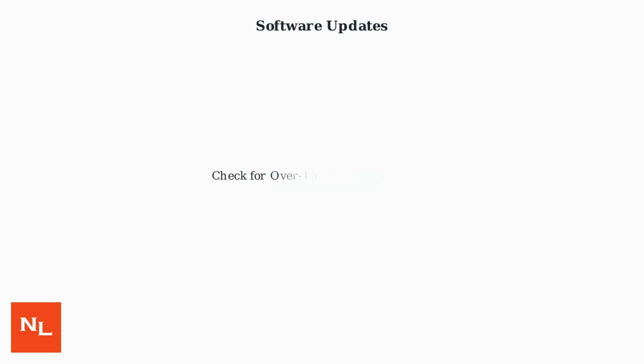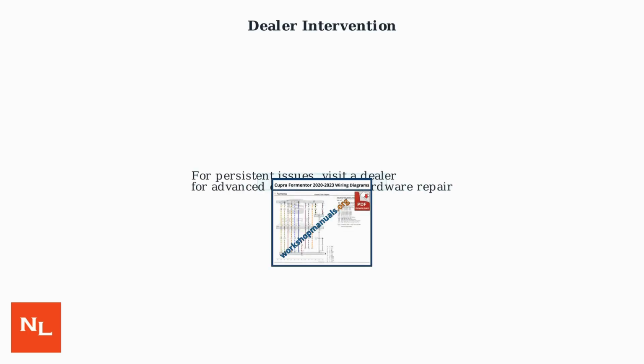If basic resets don't solve the problem, ensure your Cupra Formentor has the latest software updates. Check for over-the-air updates via the car's settings menu or the Cupra app, especially Update 2.5, which fixes MIB 3 freezes and audio dropouts. For persistent issues, a dealer visit might be necessary for advanced diagnostics or hardware repair.